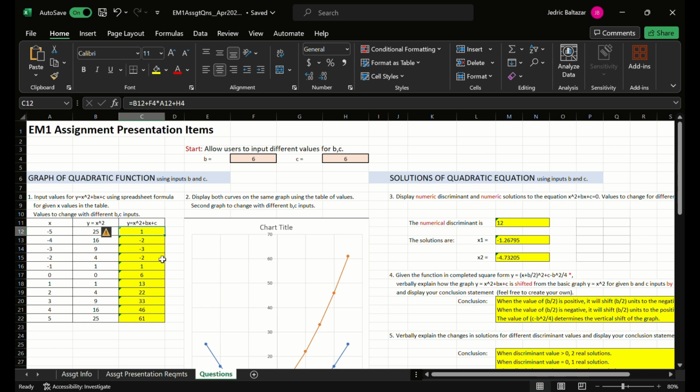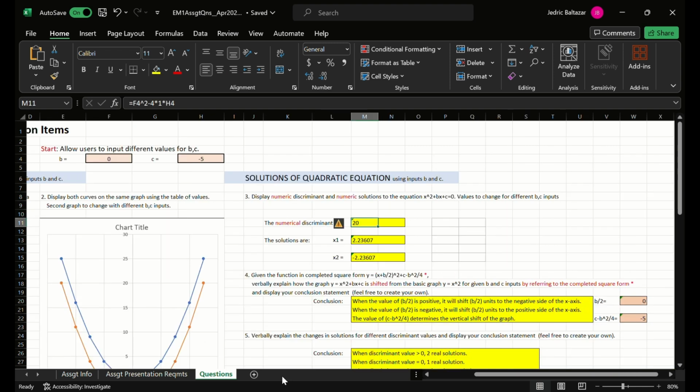For the subsequent ones, we just need to change the cells we use for the values of x and y in the equation. So for the next one is A13 and B13, and for the next one after that is A14 and B14, while the cells used for the values of b and c stay the same, of F4 and H4.